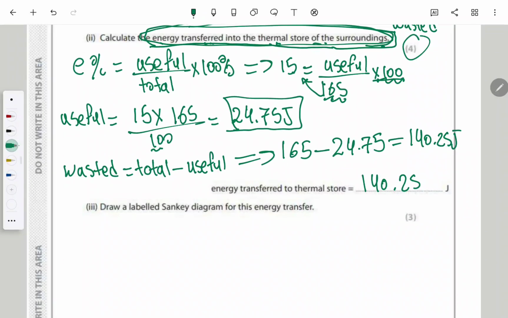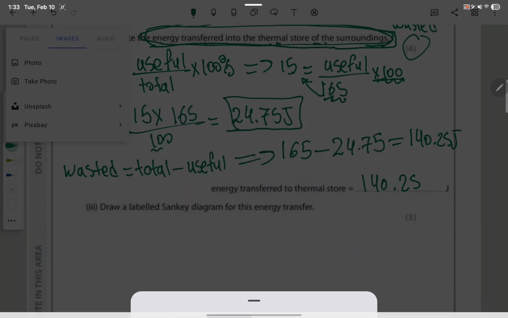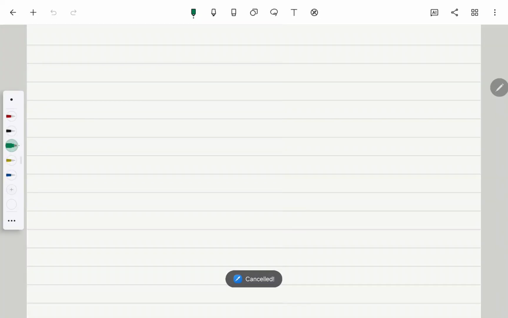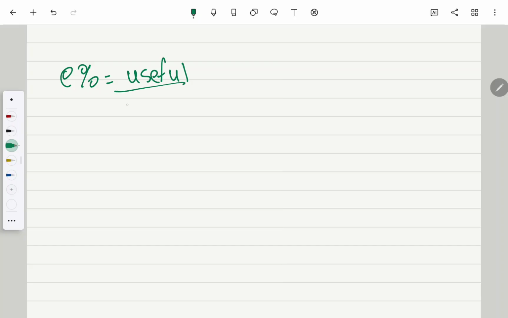Let me add a page. Can I add a page right here? Nope, that's not what I'm trying to do. Okay, the other way that you can also use to answer the question, you go to the formula which says the efficiency equals useful divided by total multiplied by 100%.